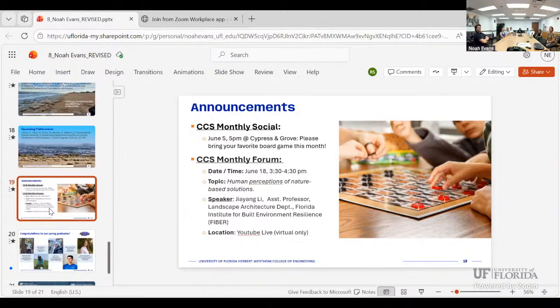And then, of course, we have our next CCS monthly forum in a little bit less than a month from now, June 18th, again, 3:30 through 4:30. The topic this time will be human perception of nature-based solutions, and Professor Lee from the Landscape Architecture Department and the Florida Institute for Built Environment Resilience, or FIBER, is joining us for that. Similarly, it will be available on YouTube. However, we will not have an in-person session for that month. We will just have the remote session then. So please consider joining us then as well.